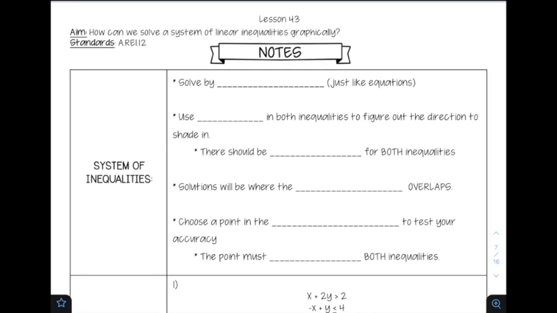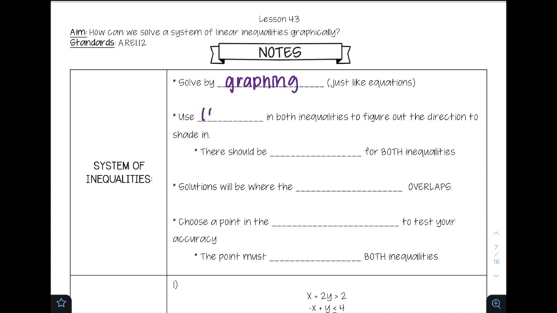Okay, so for lesson 3 in unit 4, we're going to be talking about solving a system of linear inequalities graphically. So again, we've practiced graphing our linear inequalities on the graphing calculator. We've practiced also graphing them by hand. Again, it's very similar. This time we're just going to be graphing 2 linear inequalities on the same coordinate plane. So going back, it's very similar to solving systems of equations graphically. So you want to solve by graphing.